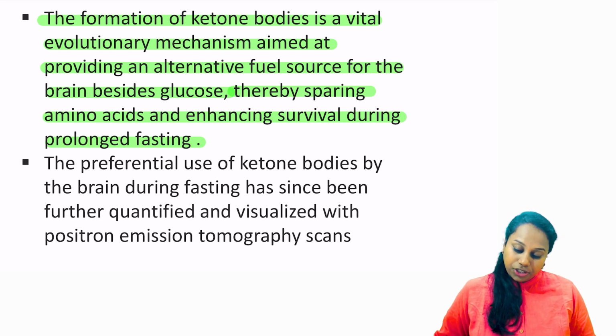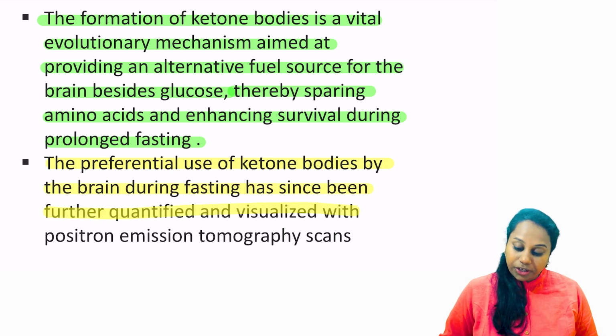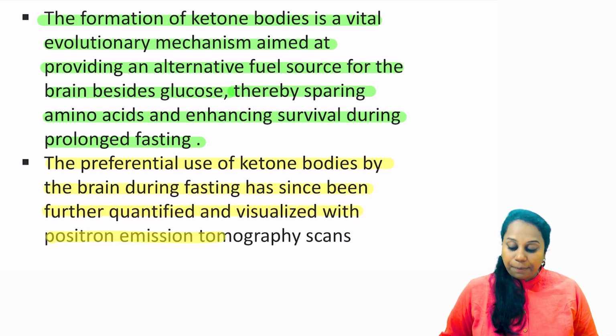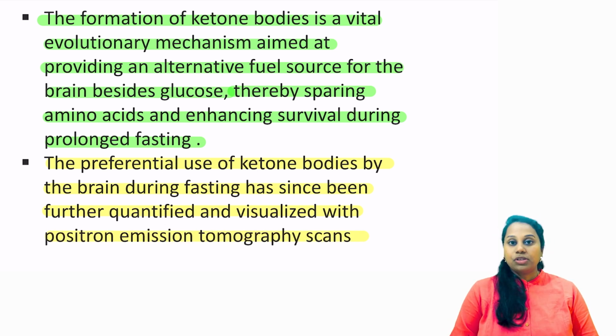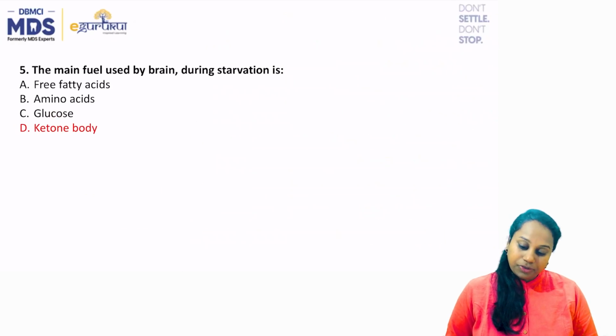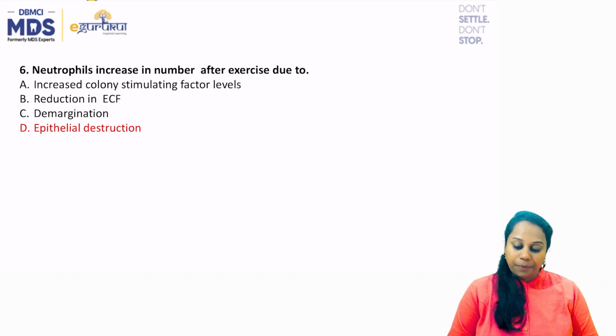The preferential use of ketone bodies by the brain during fasting has been further quantified and visualized with positron emission tomography scan. So this has also confirmed the finding that ketone bodies are the main fuel to the brain during starvation. Over to question number 6. Neutrophils increase in number after exercise due to.